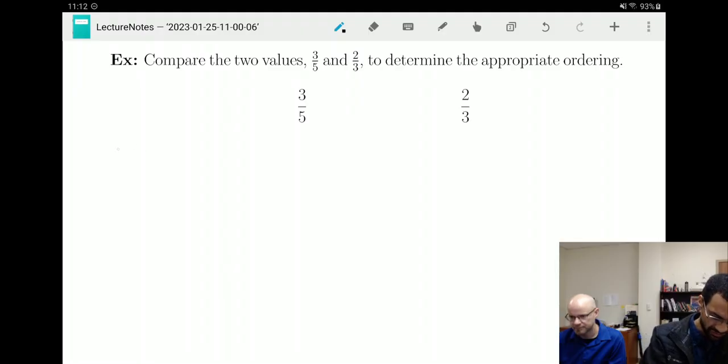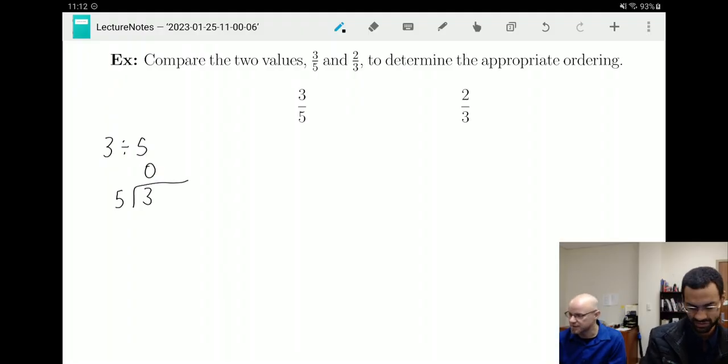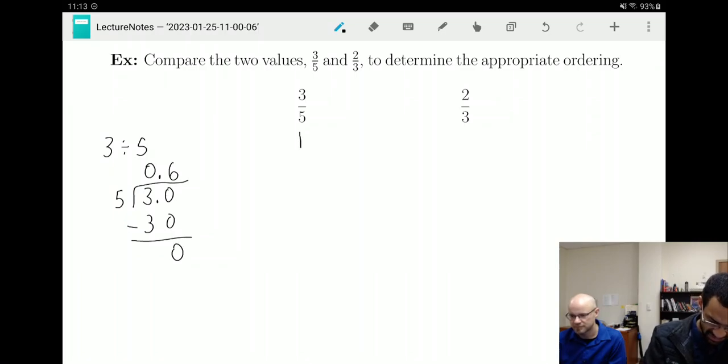So if I wanted to convert 3/5, I have to remember that that means 3 divided by 5. And, well, that means 5 goes into 3. How many times? It doesn't go into 3, so we break out the decimals. Put a decimal point, put a 0 on the end. How many times does 5 go into 30? 6 times, right? So that's 30, subtract, remainder of 0. So we could say that this is the same thing as 0.6.